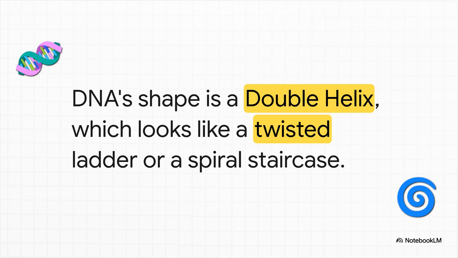Scientists call it a double helix, but honestly, the best way to picture it is as a twisted ladder, or even better, that spiral staircase. And this shape isn't just for looks, it is absolutely essential for everything DNA has to do.